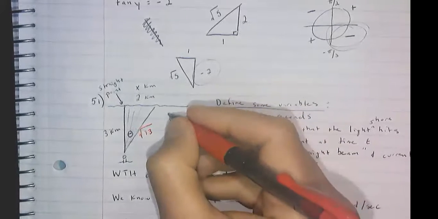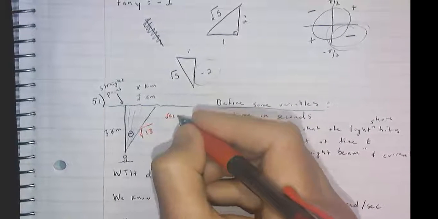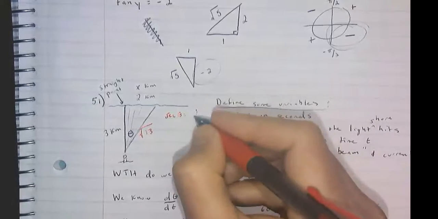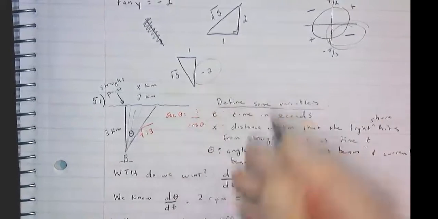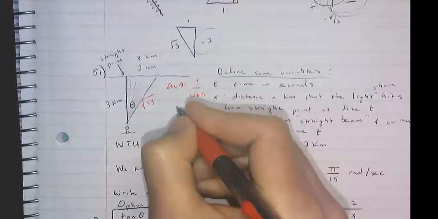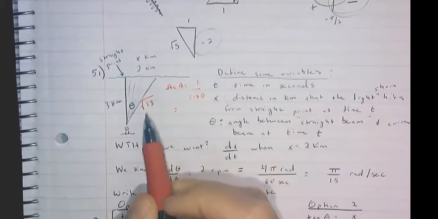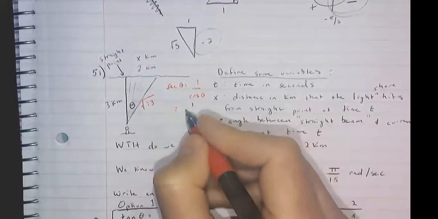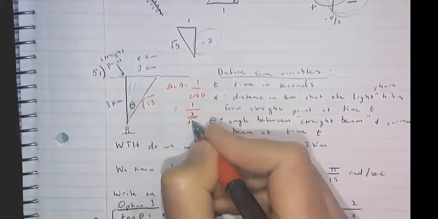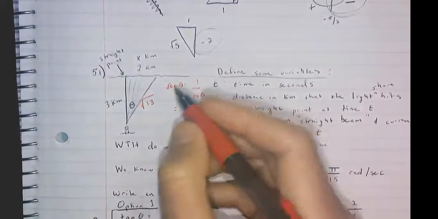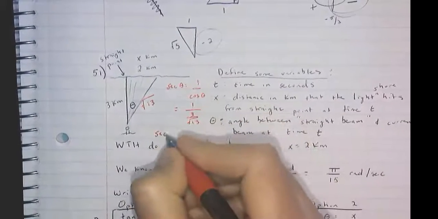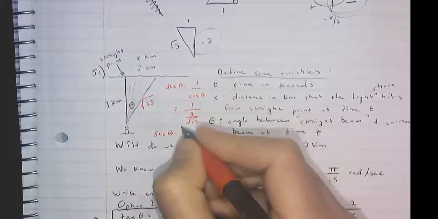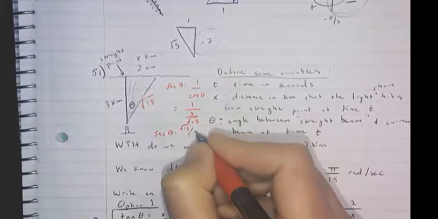Which means the secant at that moment, 1 over the cosine, well, the cosine at that moment is 3 over root 13. And so the secant that we are seeking is root 13 divided by 3.